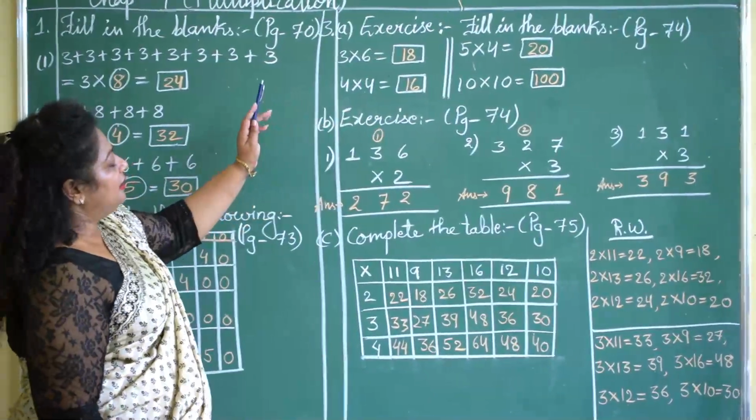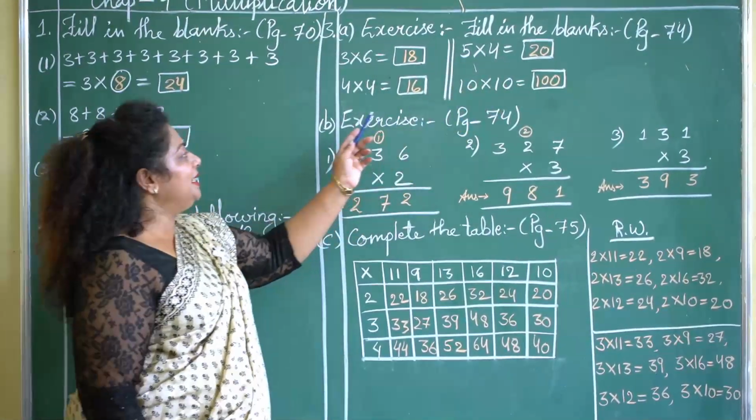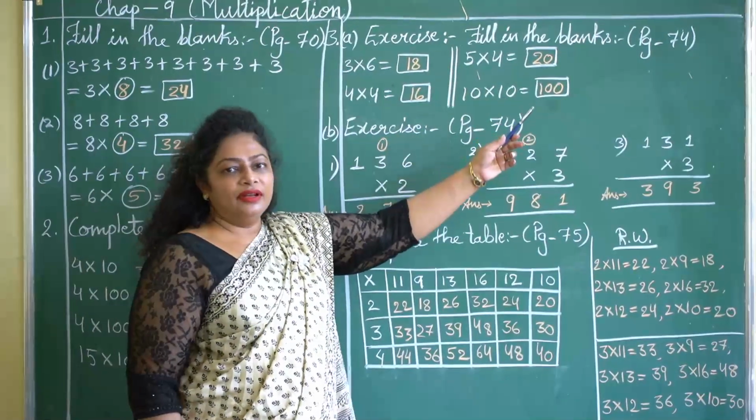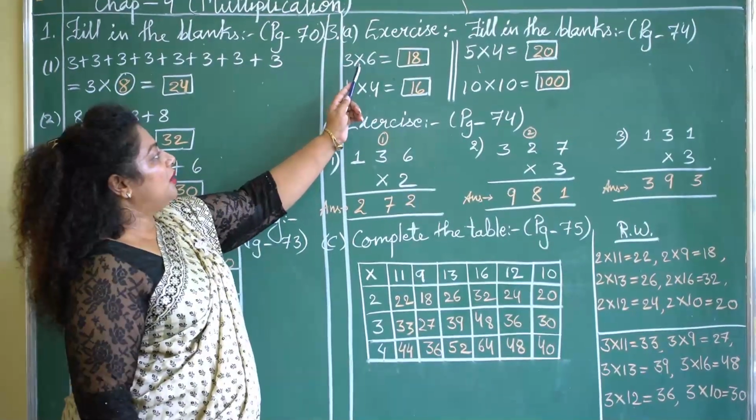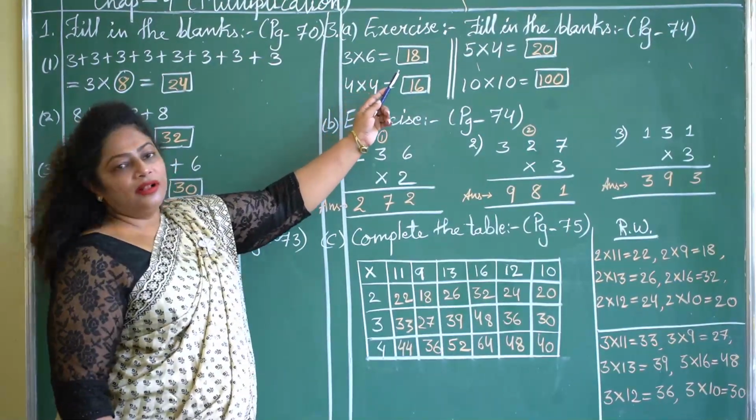Let us see. These sums are simply the tables you have learnt in the lower classes. Like 3 6. Now how to recall 3 6?